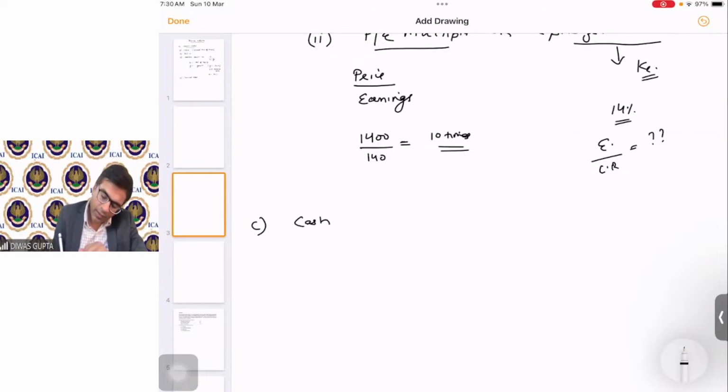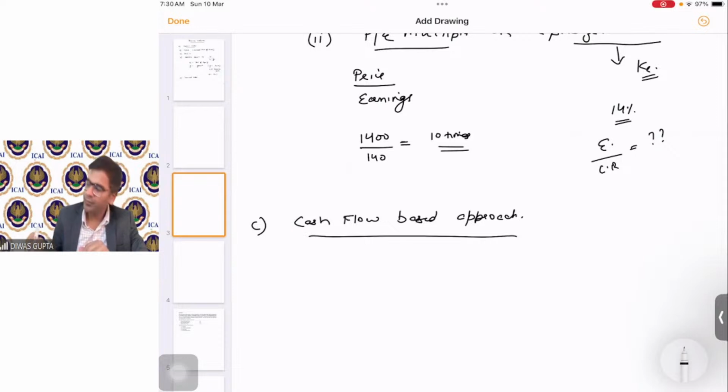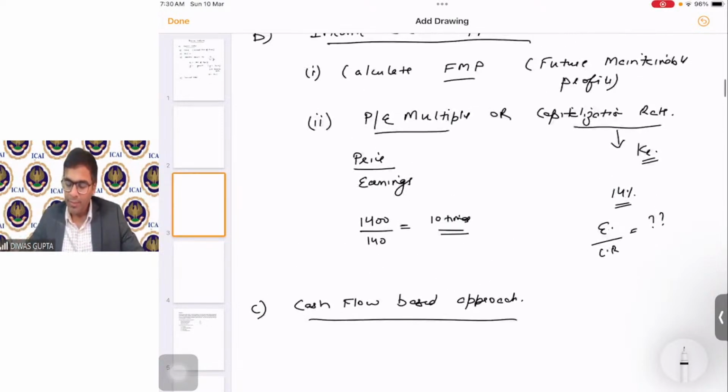Next one is the cash flow based approach. In the cash flow based approach, students, this is the ultimate method, and a very useful method used in a lot of valuing techniques. Even PE multiple or capitalization rate is also used today, because as I told you, nobody can tell you a single value. Everyone will tell you the minimum value and the maximum value. Now it is up to you how much you negotiate between that minimum and maximum with the other party.